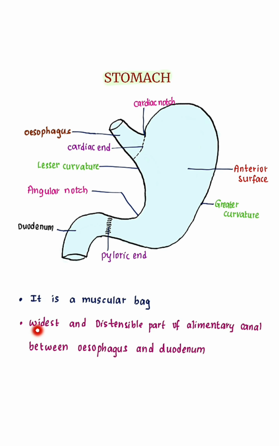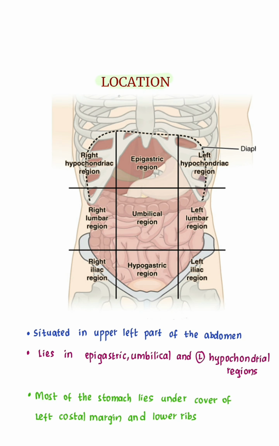Stomach. It is a muscular bag. It is the widest and distensible part of the alimentary canal, which lies between the esophagus and duodenum.